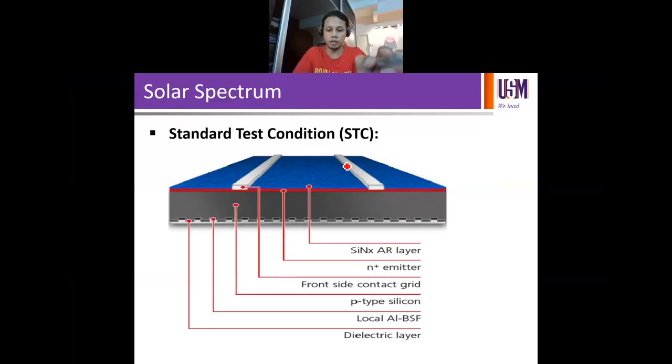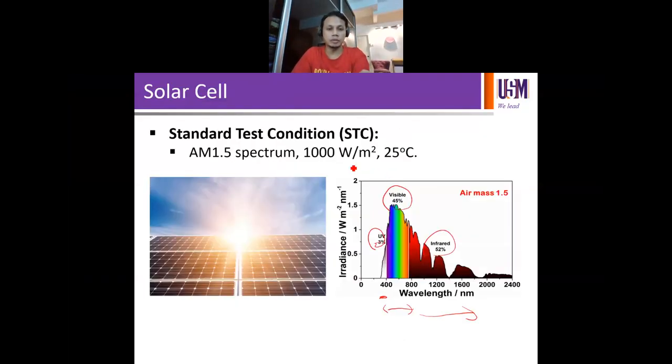So that means to be able to do the measurement, you have to use 1000 watt per meter square of incident power, and then the measurement has to be done at 25 degrees C. Then only it will fulfill STC, or standard test condition.